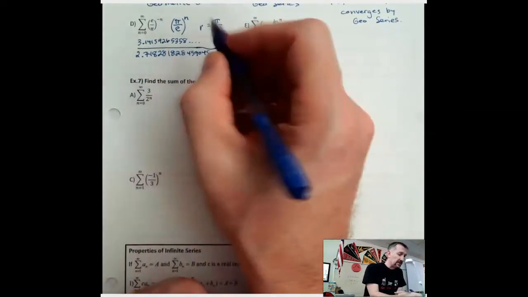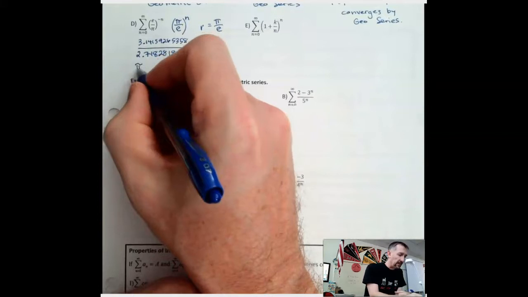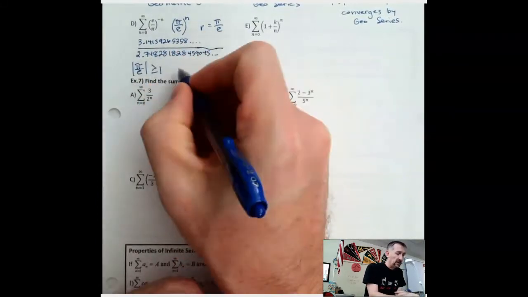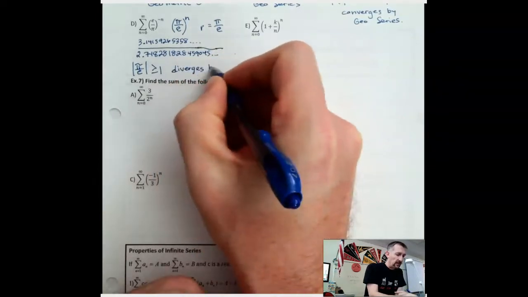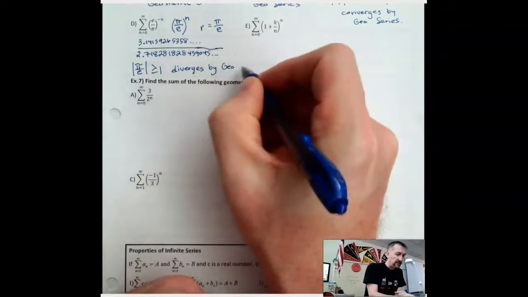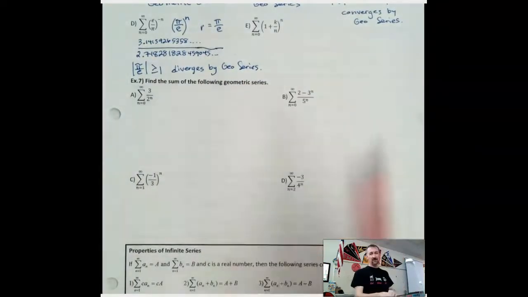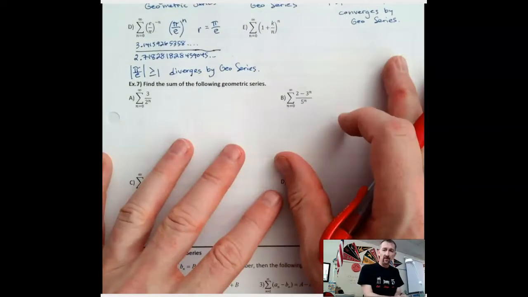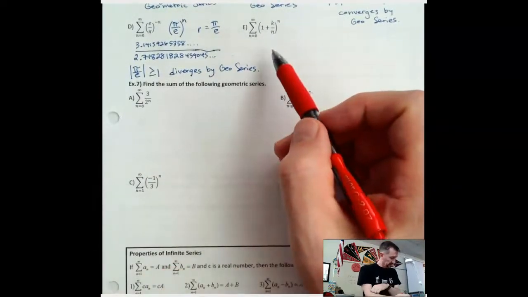Anyway, the point is that the absolute value of r, or pi over e, is greater than or equal to 1, so it diverges by geometric series. Okay, and a lot of this chapter is stuff like this, except a little more complicated, talking about whether series converge or diverge. Okay, let's see here.